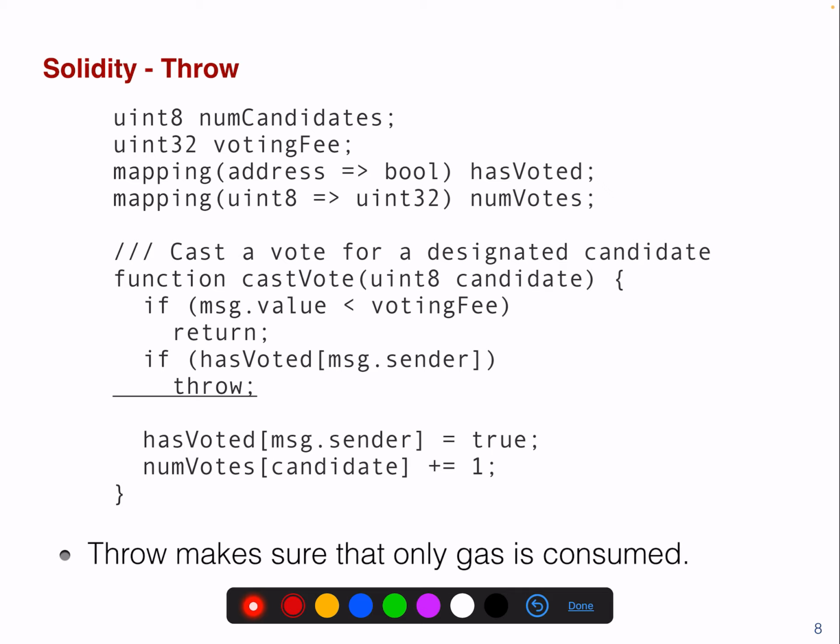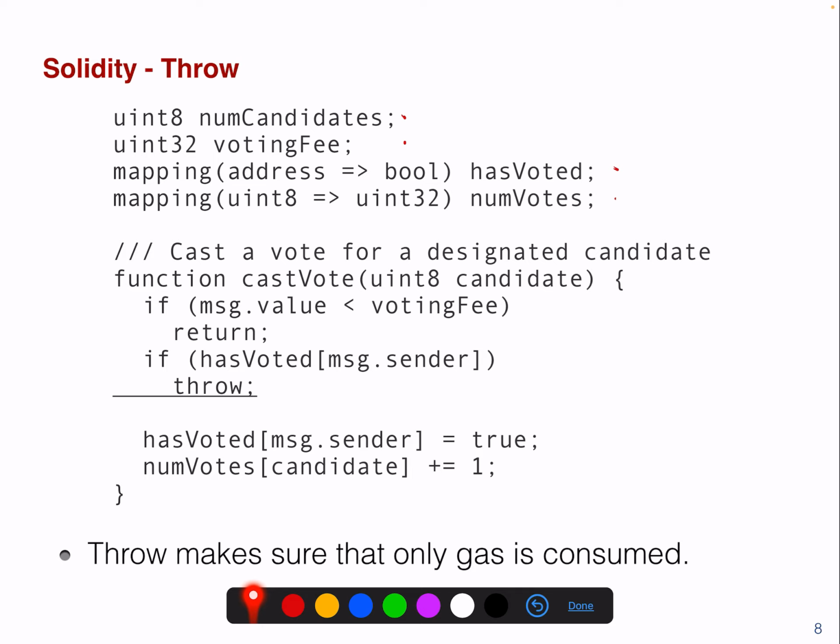Okay, so I'm going to explain it. Here we have two state variables that are integers. We have a num candidates and a voting fee. And then we have two mappings from address to bool and from uint to uint. Okay, has voted and the number of votes. And then what we do have here is a function which is called cast vote. Right? So we can create a vote basically, and we can specify for which candidate we want to vote.